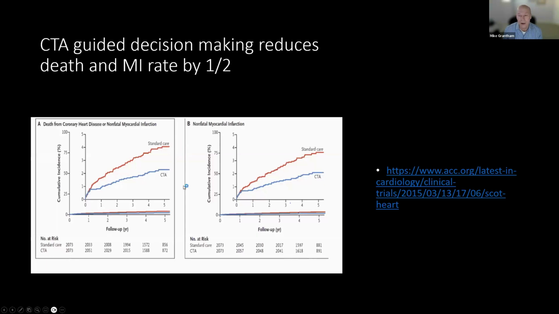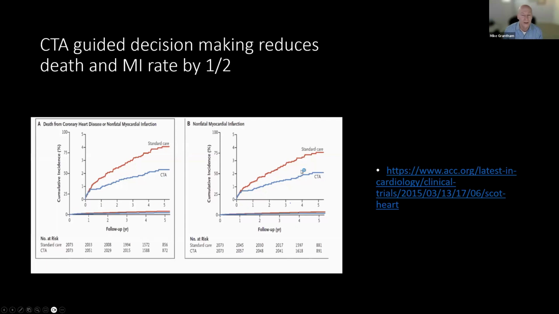This is the SCOT-HEART trial. What they did with the SCOT-HEART trial is they took patients that came in with chest pain, and they divided them into two groups. One group whose care was directed by stress testing, which is considered standard care, and the other group, their care was directed by coronary CTA. And the treatment decisions were based on those evaluations. And then they followed them for 5 years after their initial presentation, just to see how they did.